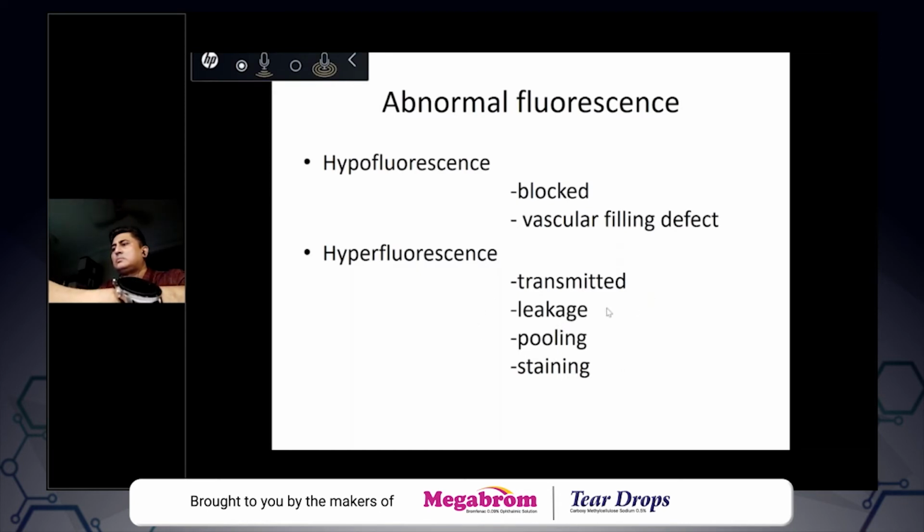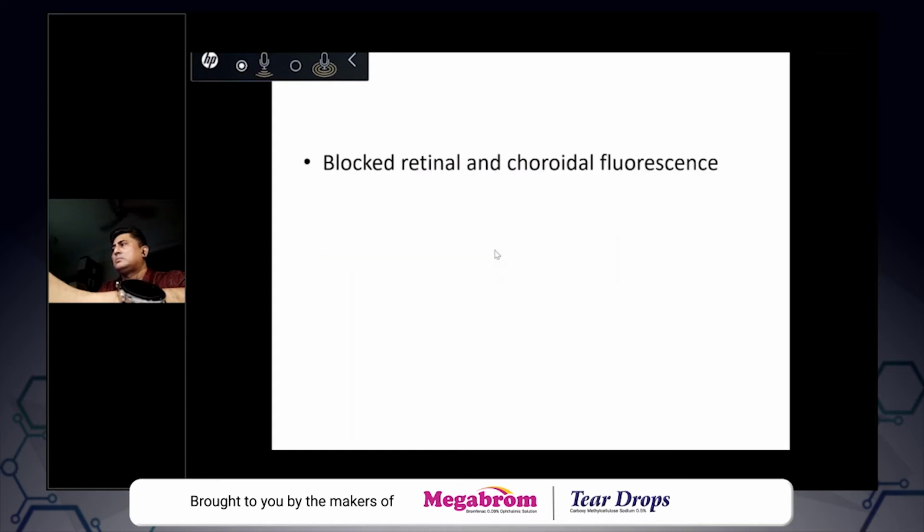As a postgraduate, I used to always have confusion about leakage, pooling, and all. But now I can show you what is the meaning of each one of these.